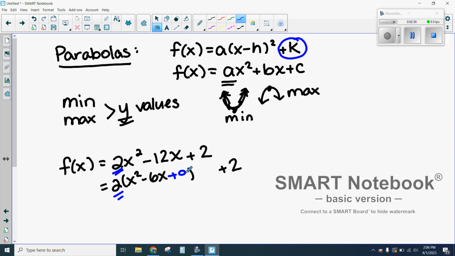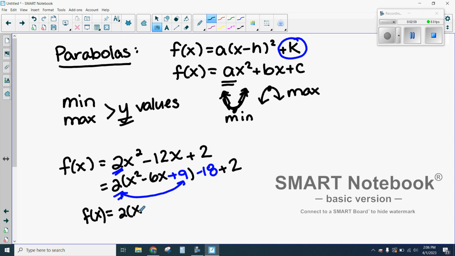X squared minus 6x. We have to take half of 6 to get 3. 3 squared is 9. And so 9 gets added inside. But because the 2 is hooked onto all of the pieces, I really just added 18 there. So the opposite of 18 is negative 18. That I'll put out in front, or out behind, sorry.